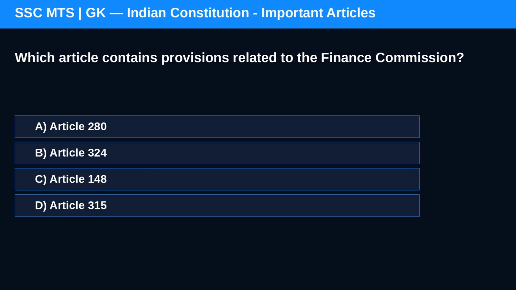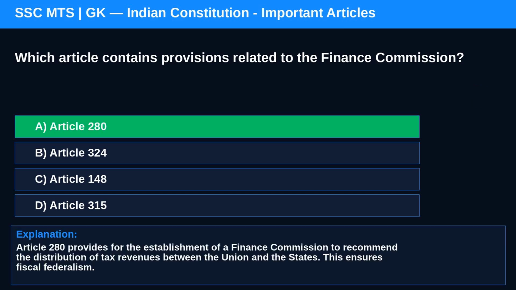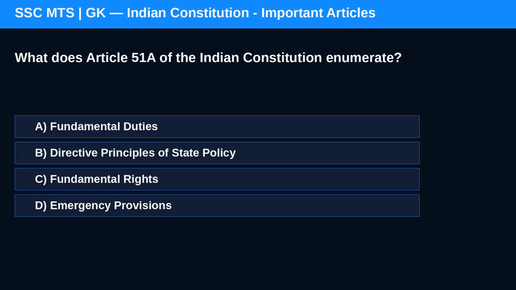Question 7. Which article contains provisions related to the Finance Commission? Option A, Article 280, Option B, Article 324. Correct answer is A. Article 280 provides for the establishment of a finance commission to recommend the distribution of tax revenues between the Union and the states. This ensures fiscal federalism.